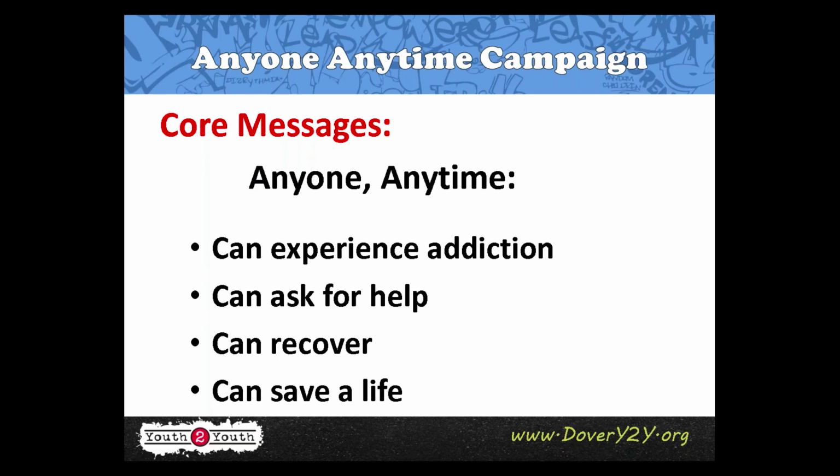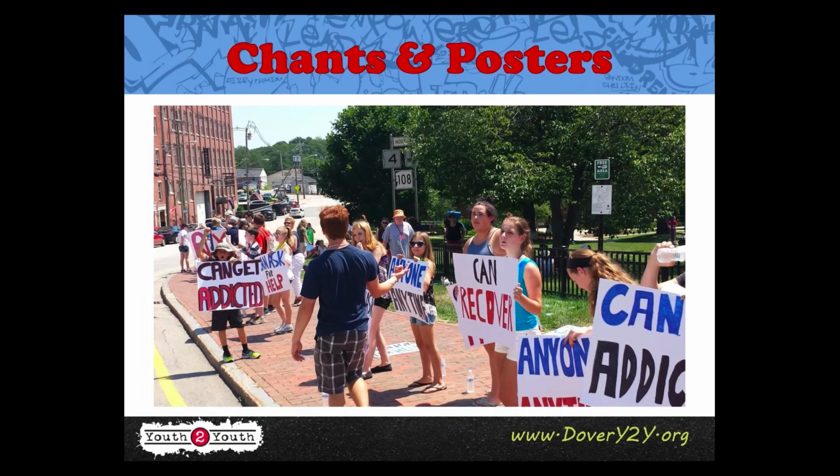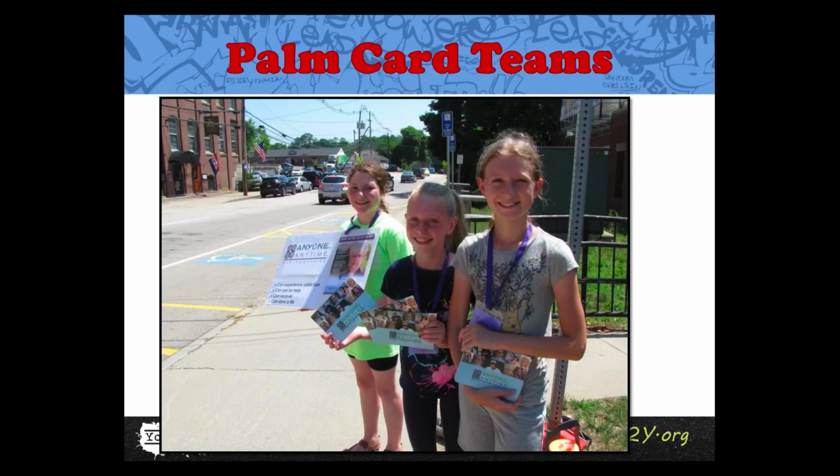So the Anyone, Anytime campaign was a campaign to address opioid misuse. The key parts of this campaign were: anyone at any time can experience addiction, anyone anytime can ask for help, anyone anytime can recover, and anyone anytime can save a life. For this campaign, we had a kickoff event very similar to the ones we've talked about already. Here we had posters, chants, palm cards, visuals, and we had a press conference at the end.